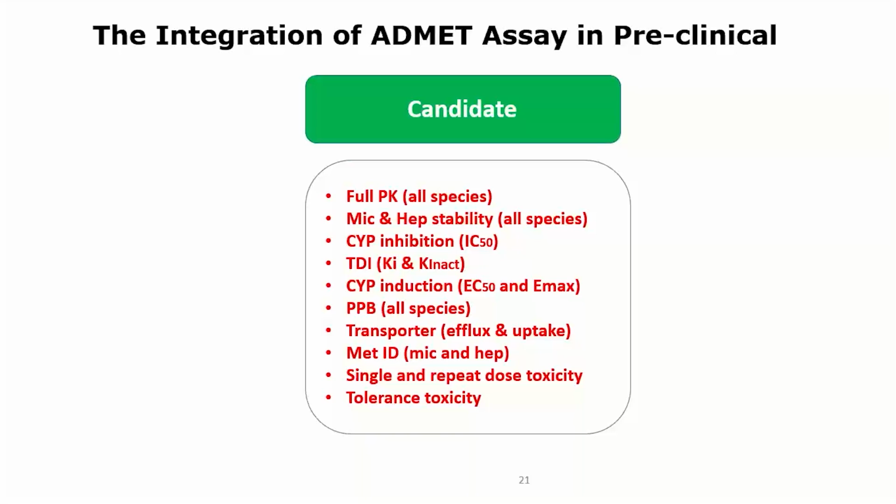Basically, these are the detailed assays: full PK, microsome and hepatocyte stability, CYP inhibition. We do 8 or 9 isoforms and generate IC50, and TDI, KI/KInact, CYP induction. At this stage, FDA requires 3 donors. Previously, at early stage, you can do 1 donor or 2. And this time you need to have full 3 donors. And you generate EC50 and Emax.